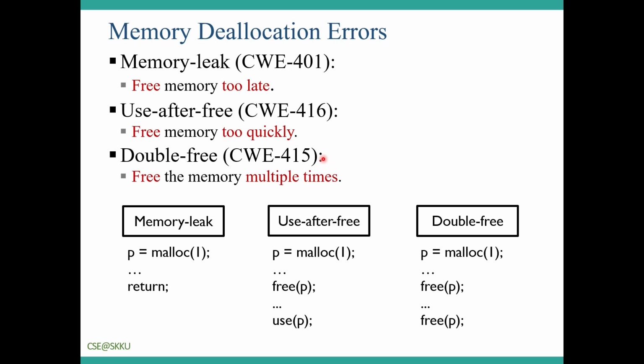To fix a memory leak, we can insert a missing free statement for P at this line, free P. To fix this use after free, we can move this free statement after the last use of P. And to fix these double free errors, we simply remove one of these duplicated free statements. So the fixes are conceptually simple. Now let's look at why APR techniques focusing on these errors are so important.